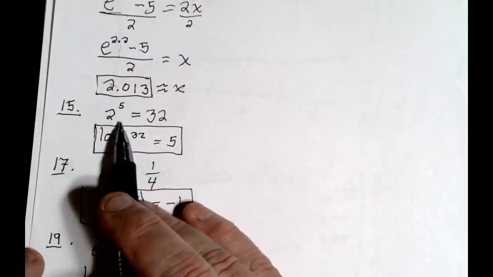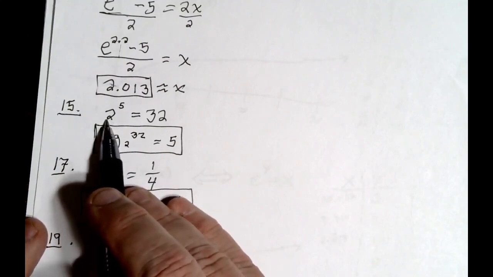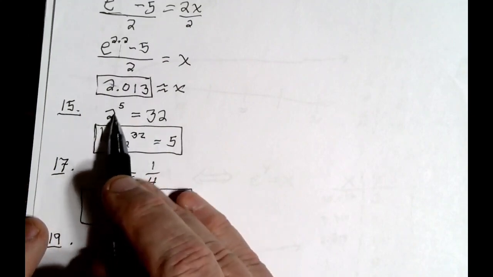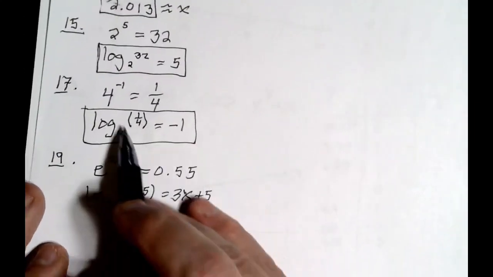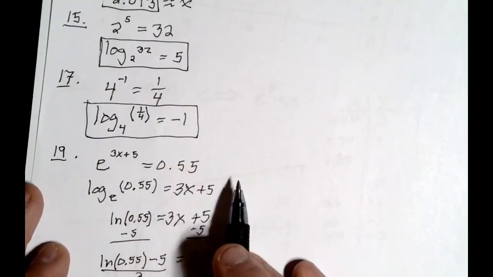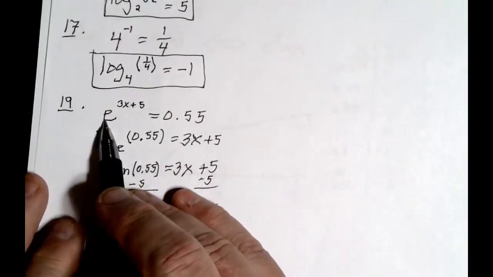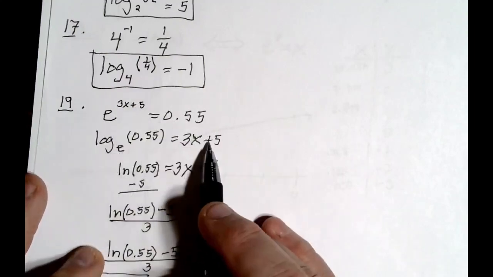Now they want you to rewrite this using logarithms. So log base 2 of 32 equals 5. Log base 2 of 32 equals the exponent 5. Log base 4 of 1/4 equals the exponent -1. Log base e of 0.55 equals the exponent 3x plus 5.